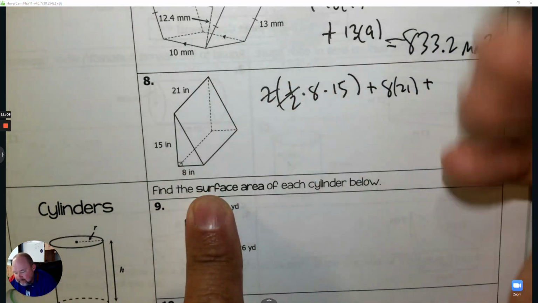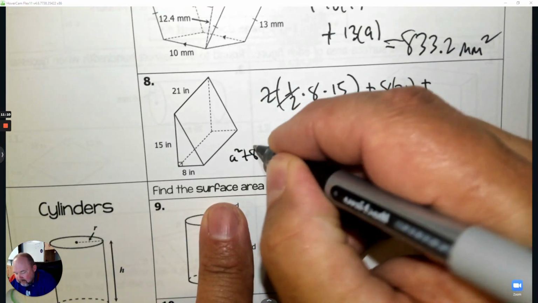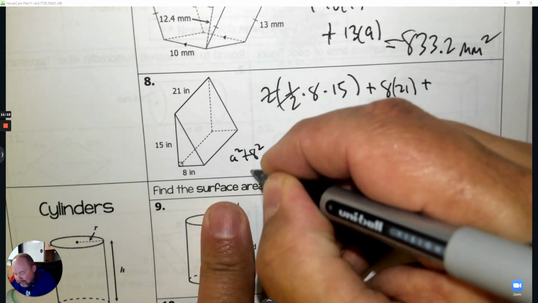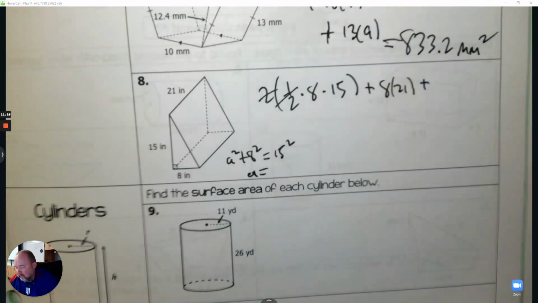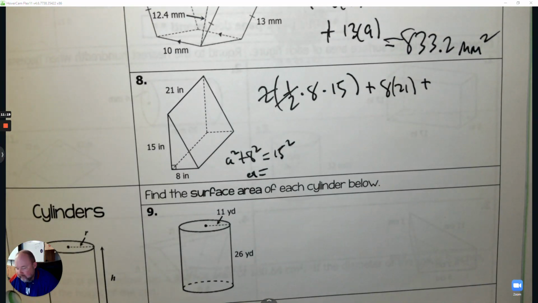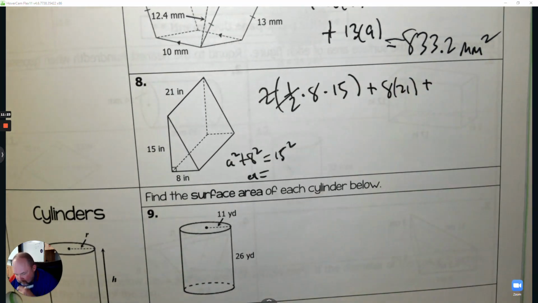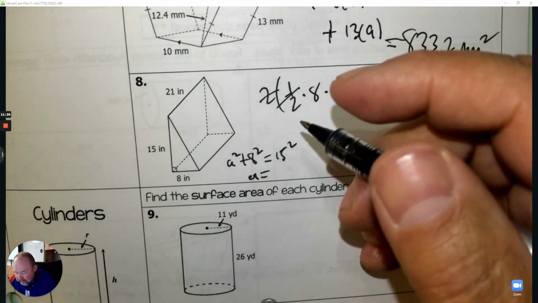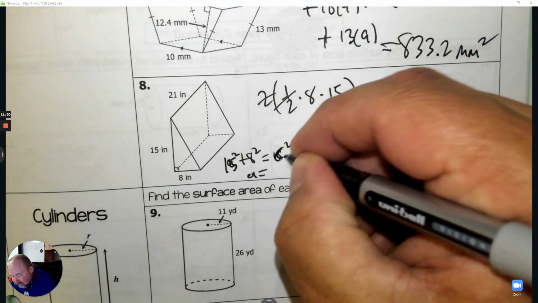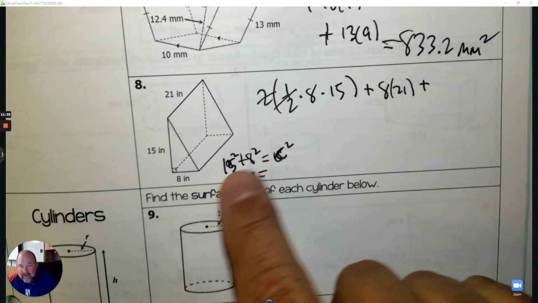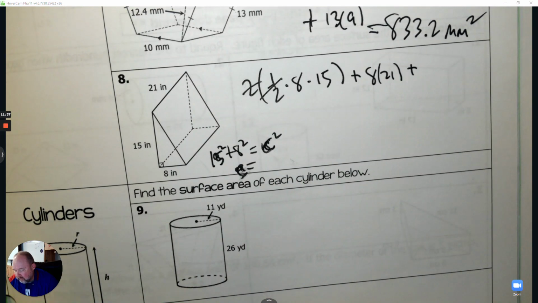I need the side, so I need to use the Pythagorean theorem. So I'm going to go a squared plus 8 squared equals 15 squared. So I'm going to go 15 squared and 8 squared and subtract those numbers. So 225 subtract 64. Oh, darn it. So those are both legs. Let's try it again. So I'm going to go 15 squared, that C, that's what I'm looking for. So I'm actually going to add them. It's not the hypotenuse. I'm looking for the hypotenuse. Let's try it again. So 15 squared plus 8 squared.